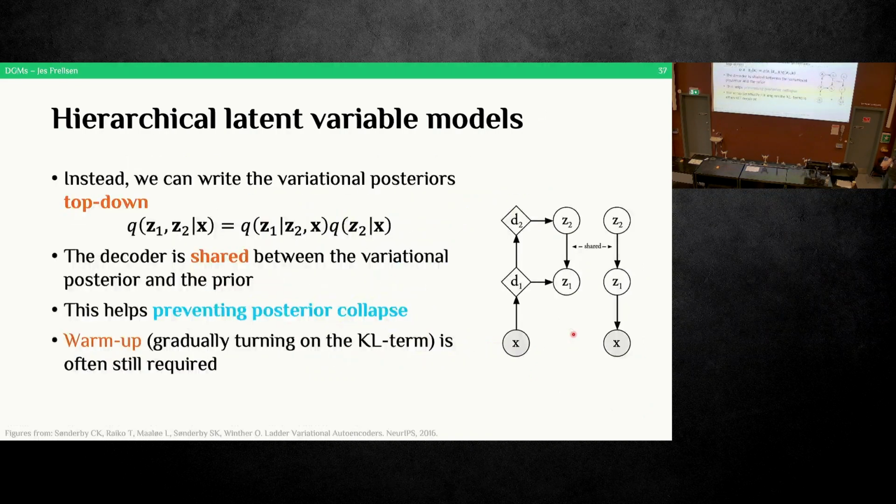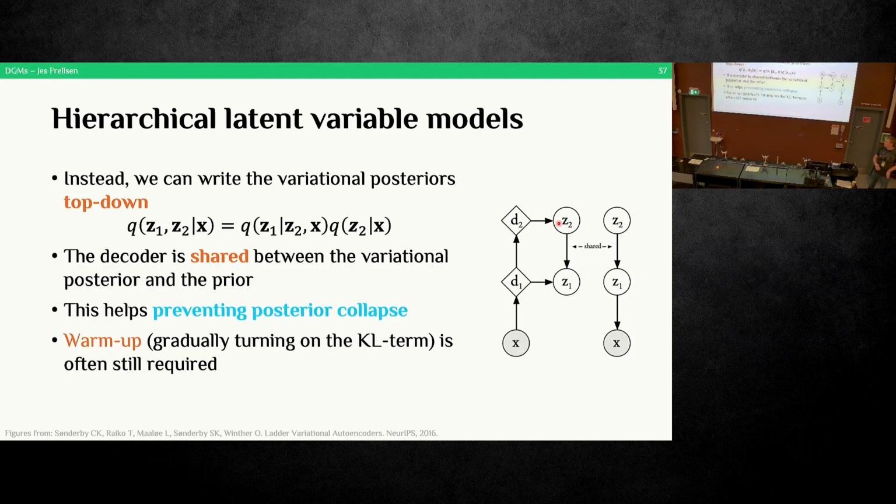So one thing you can do instead is write the variational posterior top-down. So we write a variational posterior where we have a deterministic part where I input X into my neural network, I get out these intermediate latent variables, and then I stochastically encode by first sampling Z2 given X, and then I sample Z1 given X and Z2. And it turns out if we do it this way, what people do in practice is they actually share, they use the decoder in the encoder for the variational posterior.